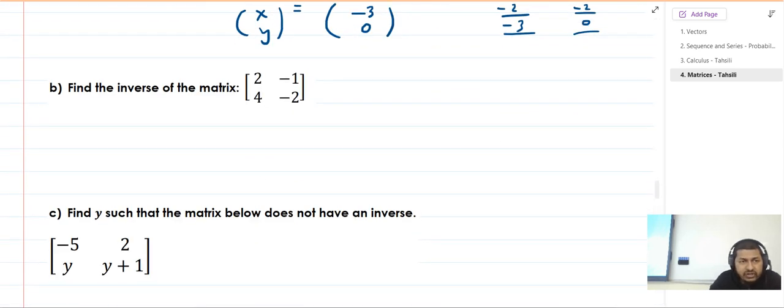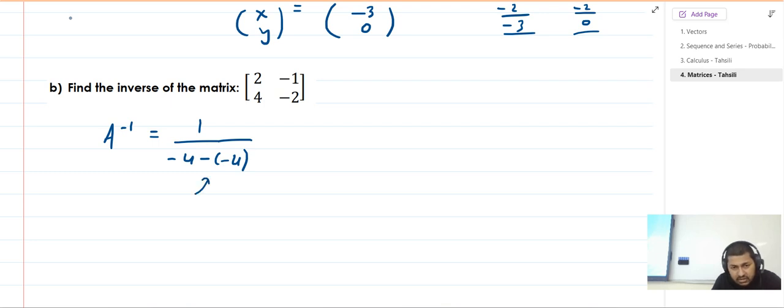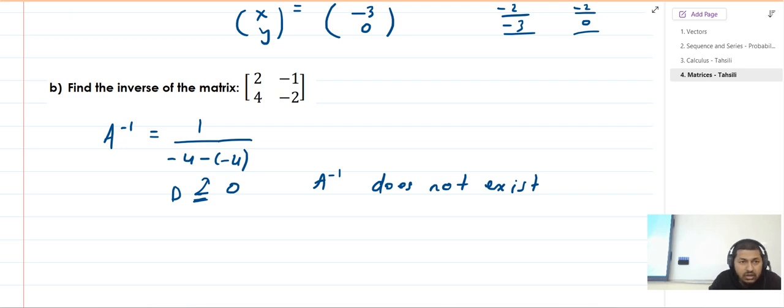Find the inverse of this matrix. So A inverse: 2 times -2 is -4, minus 4 times -1 is again -4. So wait a minute, what do we have here? We got 0 in the denominator, the determinant equals 0. So A inverse does not exist, because I got -4 plus 4, which is 0 in the denominator.